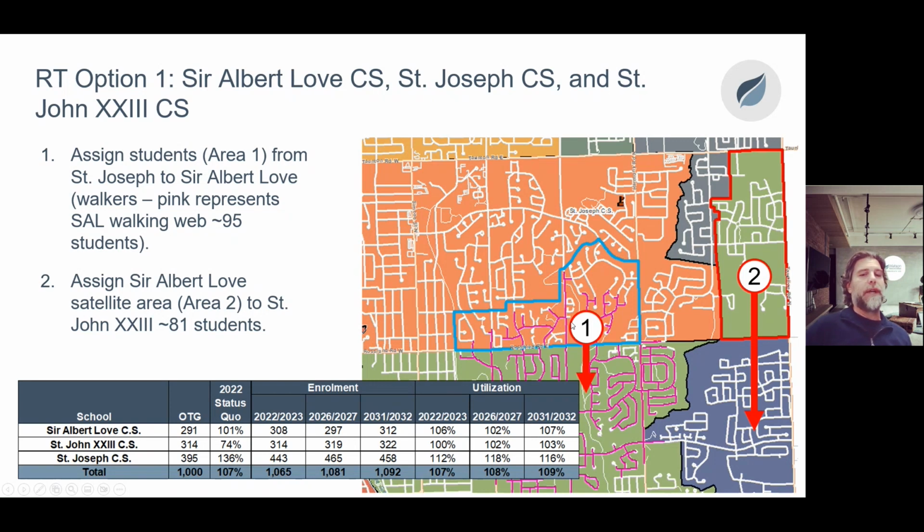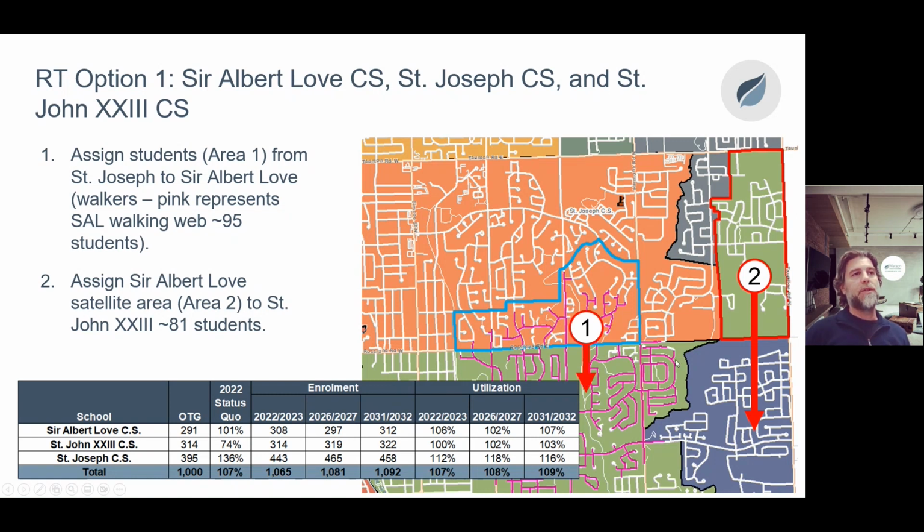St. Joseph is currently at around 136% of utilization of its permanent space. So what this boundary review or this boundary suggestion tries to do is to see if some of that enrollment at St. Joseph, or that pressure, can be alleviated, done by sending enrollment in this blue area south to Sir Albert Love.